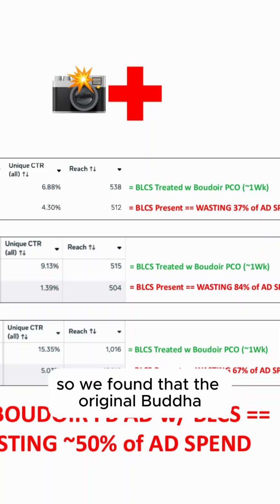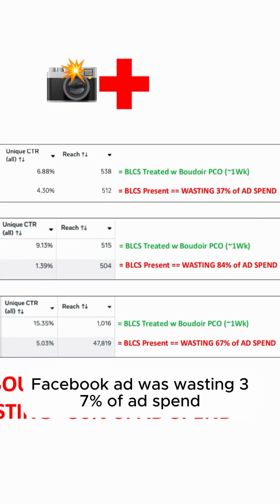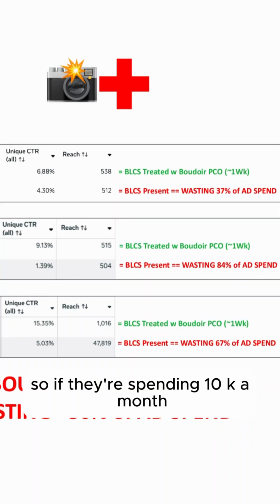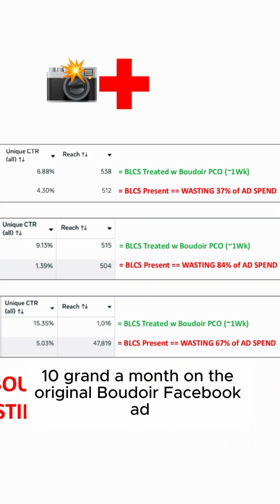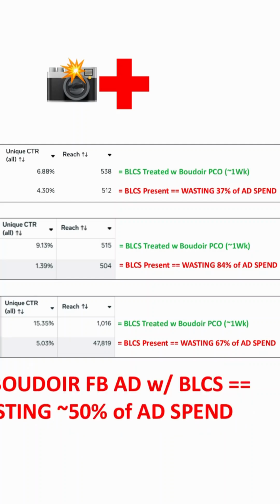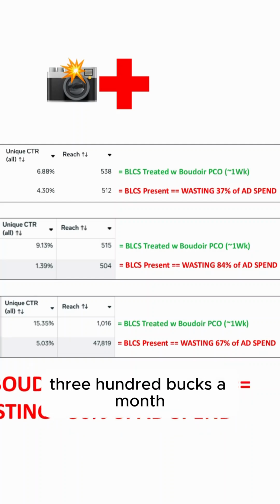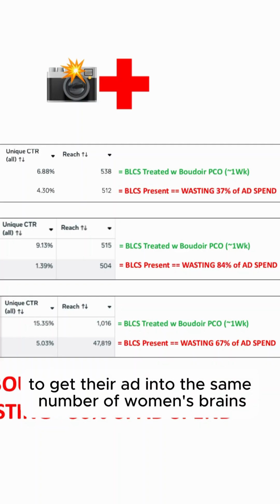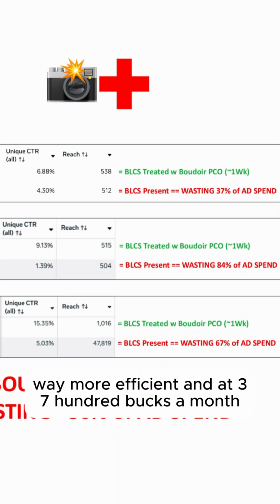So we found that the original Boudoir Facebook ad was wasting 37% of ad spend, literally being wasted. So if they're spending 10K a month, 10 grand a month on the original Boudoir Facebook ad, now they only need to spend $6,300 a month on the Boudoir Pico treated ad to get their ad into the same number of women's brains. Way more efficient.